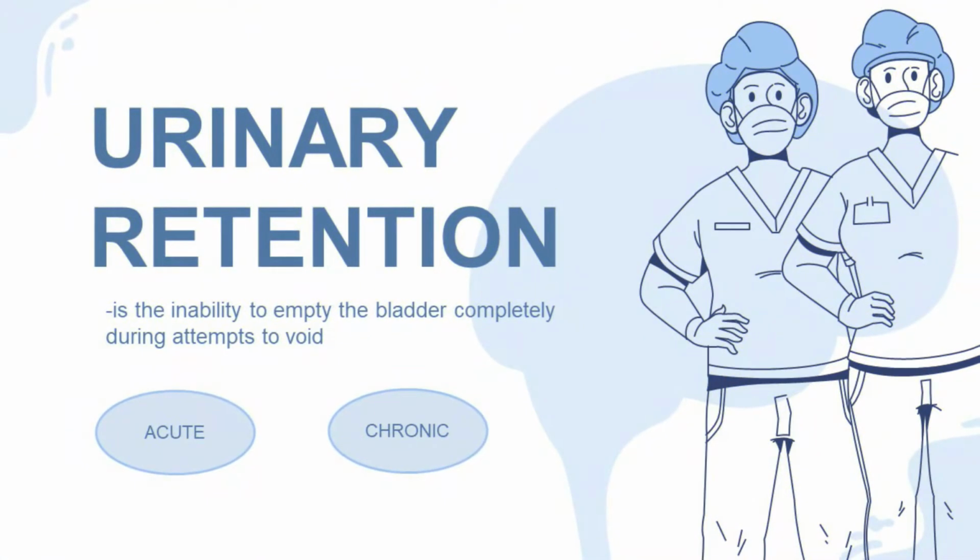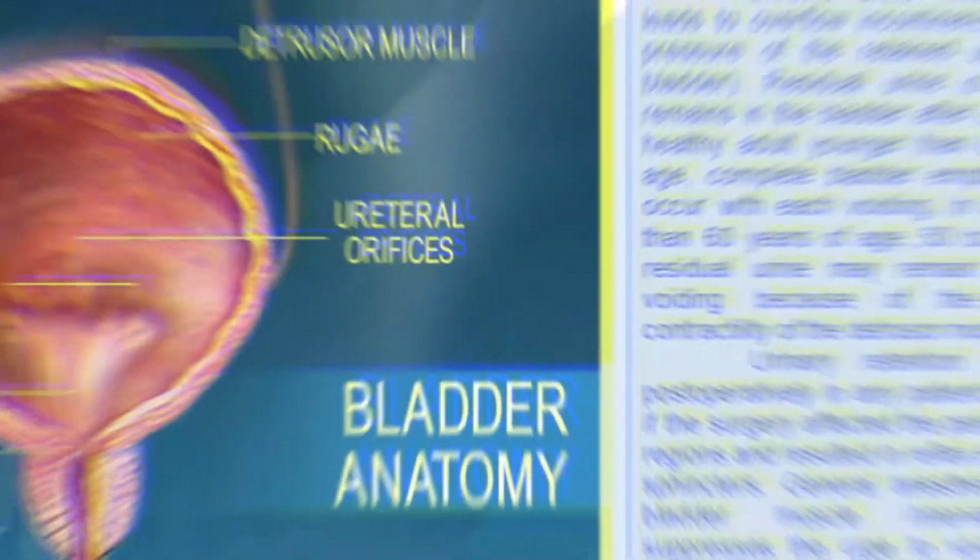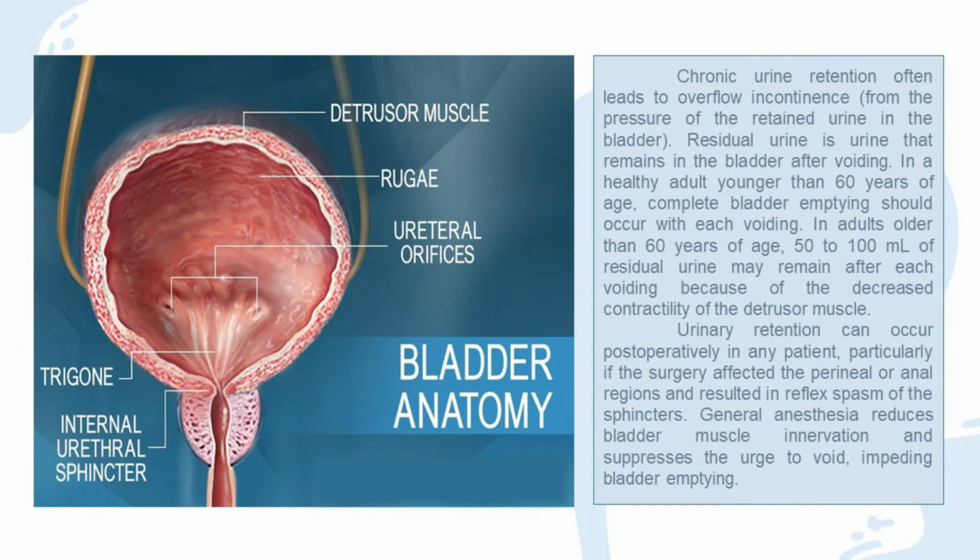Urinary retention. This is the inability to empty the bladder completely during attempts to void. This can be acute or chronic. Chronic urine retention often leads to overflow incontinence from the pressure of the retained urine in the bladder. Residual urine is urine that remains in the bladder after voiding.